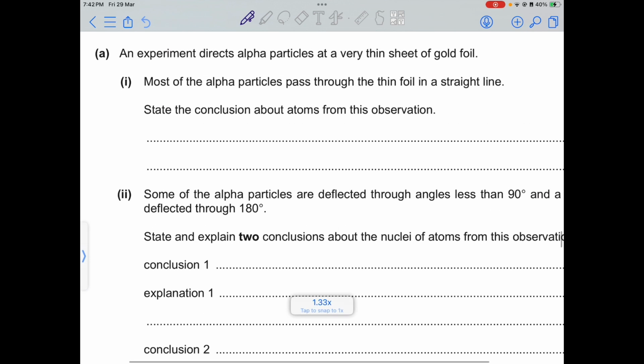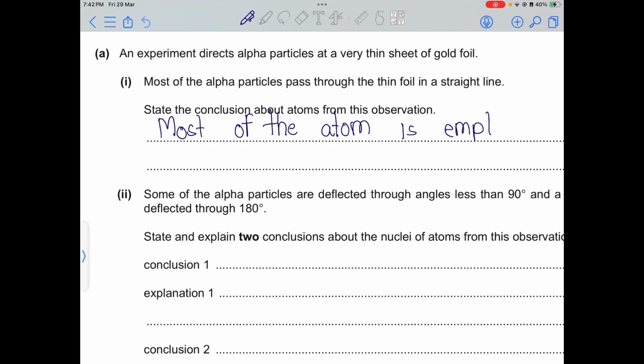Then it says that an experiment detects alpha particles at a very thin sheet of gold foil, which is a popular experiment. Most of the alpha particles pass through the thin foil. What conclusion can be observed from this? It's a very basic conclusion that most of the atom is empty space.